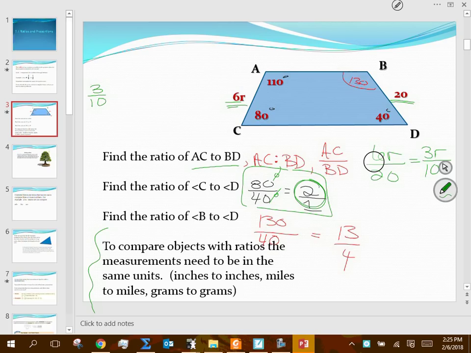Does that make sense? If I ever go through work and I get a fraction where the numerator is in inches and the denominator is in miles, I need to change one of them so they're both in inches or both in miles. Does that make sense? So that's what that last thing says: compare objects with ratios. The measurements need to be in the same units.